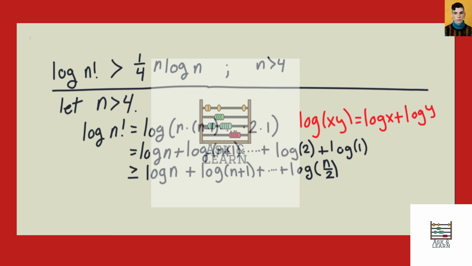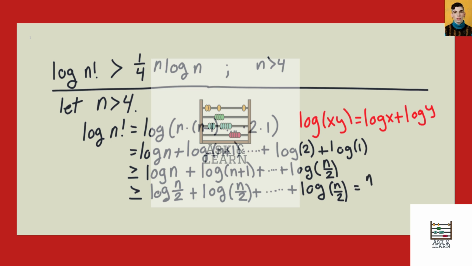All right, well, this is also going to be greater than or equal to the same number of expressions, but where all of them are log of n over 2, right? So we're going to get log of n over 2 plus log of n over 2 plus log of n over 2, and we're doing this exactly, it turns out, n over 2 times. So this is n over 2 times the log of n over 2.